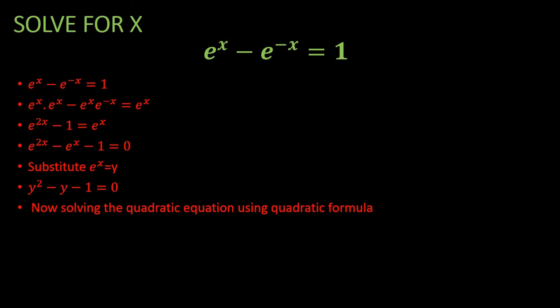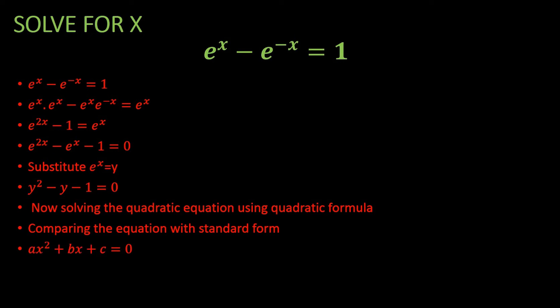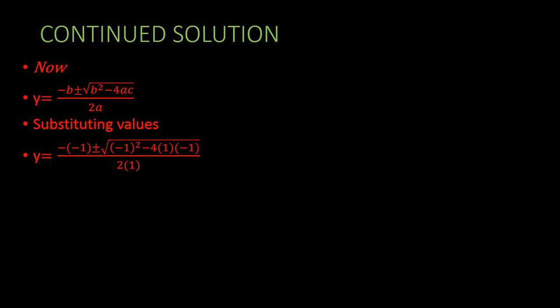For doing this, we will compare our equation with the standard form of the quadratic equation, which is ax squared plus bx plus c equals 0. Okay guys, by comparing both the equations, we get that a equals 1, b equals minus 1 and c equals minus 1. Okay, let's substitute these values into the quadratic formula, which is y equals minus b plus minus under root b squared minus 4ac over 2a. Okay, I hope you remember that a equals 1, b equals minus 1 and c equals minus 1. By substituting values, we get y equals minus bracket minus 1 plus minus under root minus 1 squared minus 4 times 1 times minus 1, and whole over 2 times 1.